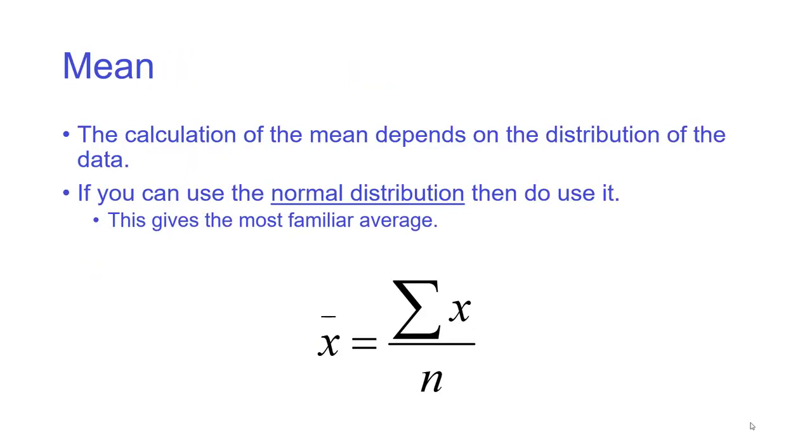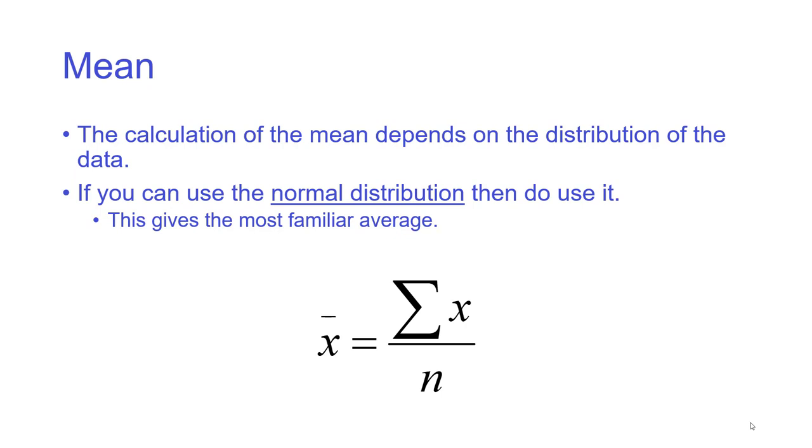Now, the calculation of the mean depends on the shape of the distribution of your data. You have been used to just calculating the mean without any kind of thought about what the data looks like, but this isn't actually true. You can only use the formula for the mean that you are used to if your data is approximately normally distributed. So that's the bell-shaped curve.